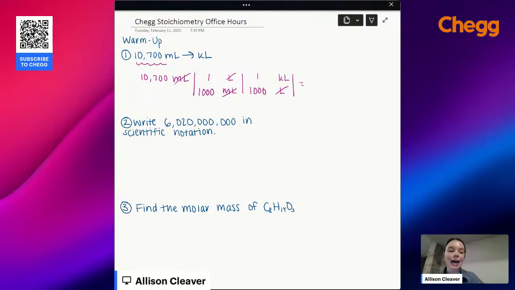Then I'm going to put that into my calculator. So we multiply the top and we divide the bottom. So what we'd put in the bottom is 1,000 times 1,000. And so what we put into that calculator is 10,700 divided by 1,000 divided by 1,000. I'm going to give y'all about 30 seconds to put that in the calculator and let me know what you get.